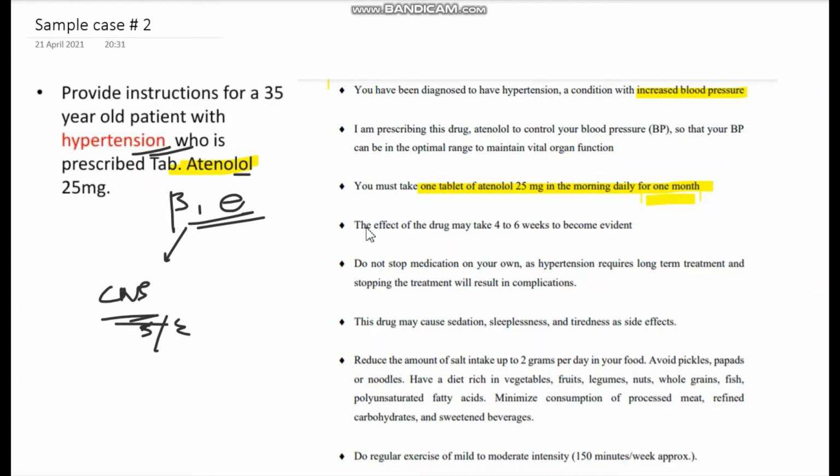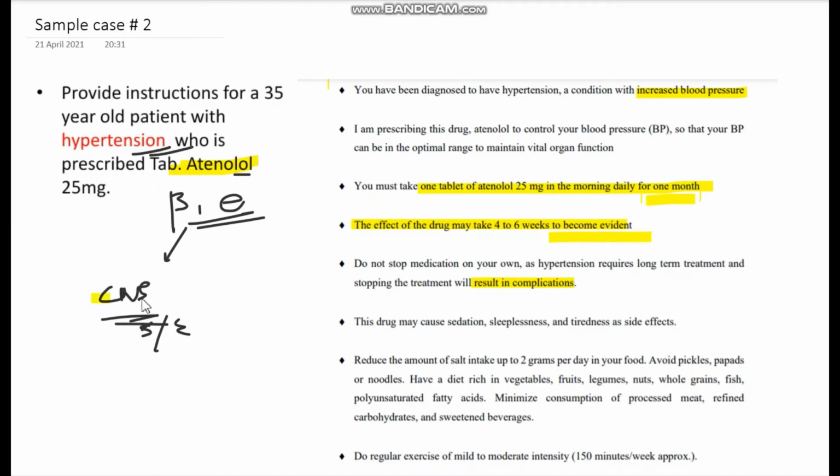You also need to tell again, see the warning that this drug has to be taken for 4 to 6 weeks before its action becomes evident. So don't stop it in between. Okay, do not stop the medication on your own, because it requires long-term treatment, and stopping the treatment will result in complications. As I told you, hypertension can cause organ damages. For example, the kidneys and the heart, the blood vessels can be damaged.